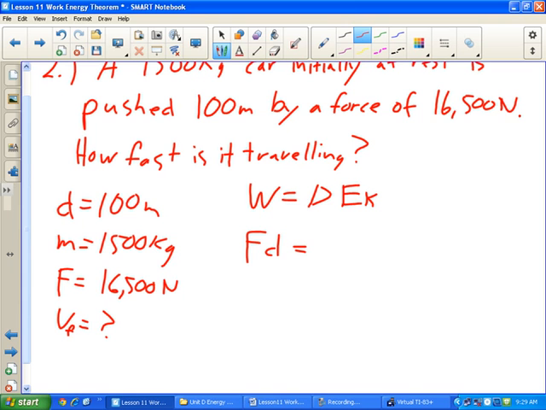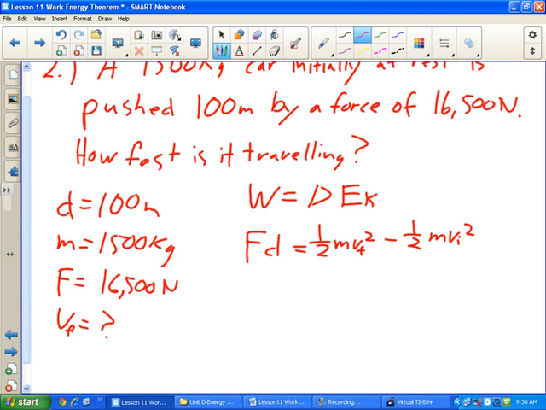One half mv squared. Okay, that's the formula for energy. Everybody follow me there? Okay. Now, I'm changing the energy. That means final minus initial, yes? Okay, so final minus 1/2 mvi squared.